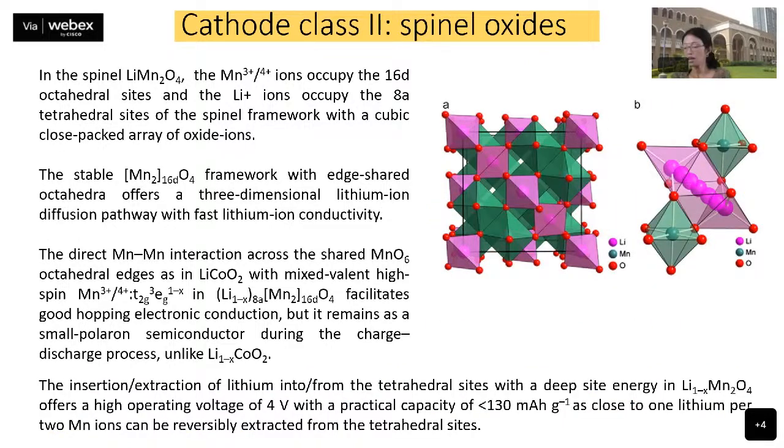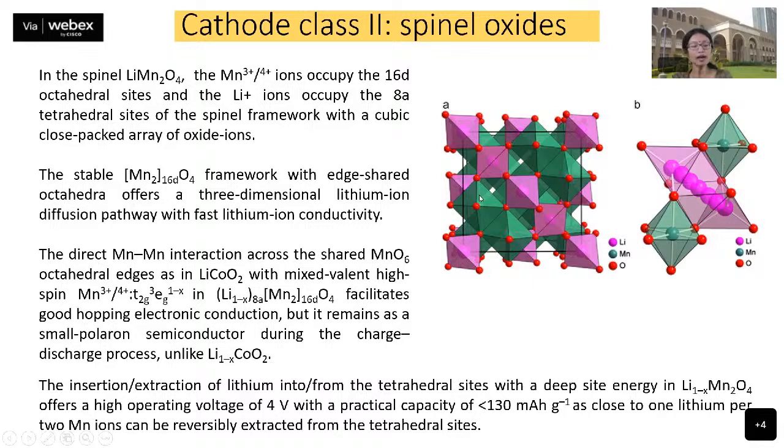So now coming to class 2, which is basically the spinel oxides. In the spinel oxides, what is happening? The Mn3+ and Mn4+ ions occupy the 16D octahedral sites, whereas the lithium ion occupies the 8A tetrahedral sites in the spinel framework. And this has a cubic close-packed array of oxide ions, as you can see over here.